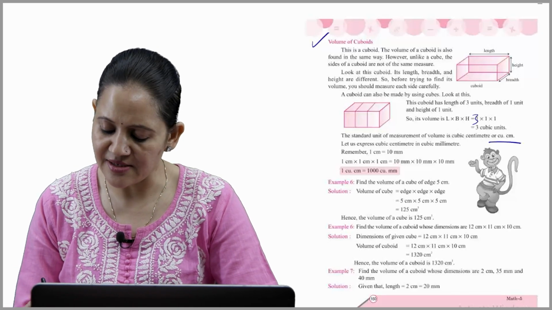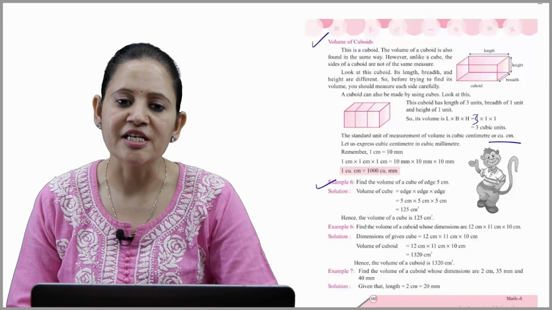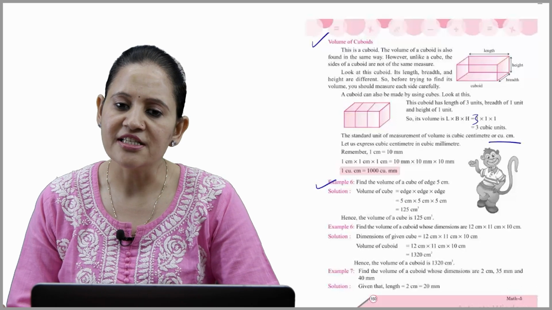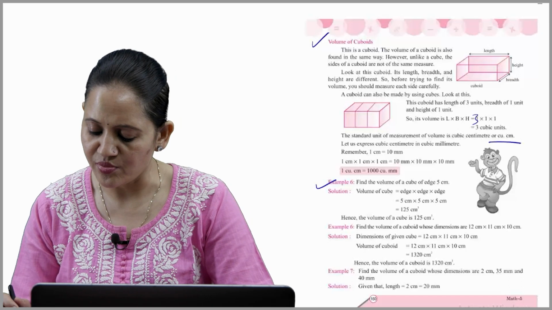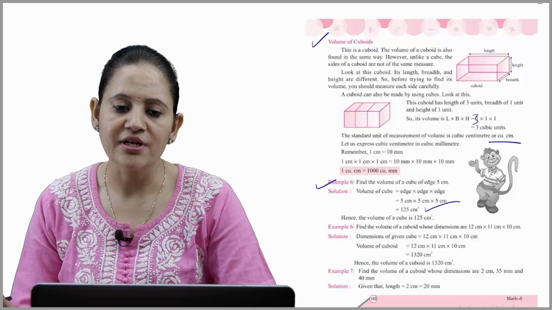Now again we'll take an example. Find the volume of the cube of edge 5 centimeter. So the volume is edge into edge into edge. So that equals 5 into 5 into 5, that is 125 centimeter cube. That is the volume of the cube. Clear?